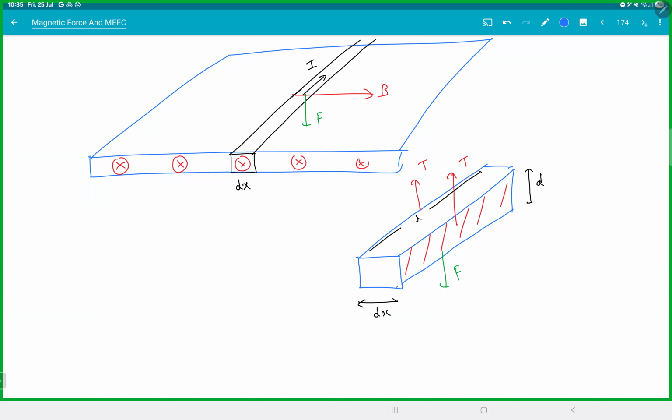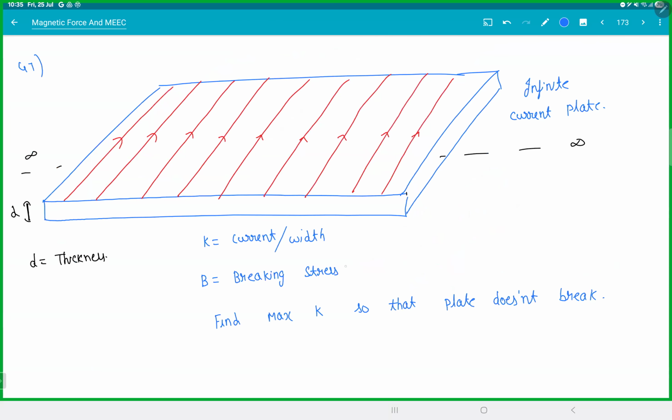What is force? Force will be I length B. I is nothing but K dx. Length L and B. So here we get 2 times tension is equal to force. So tension will be F by 2. So breaking stress will be, this will be actually shearing stress. Shearing ka breaking stress. So I should add it here. Breaking shear stress.